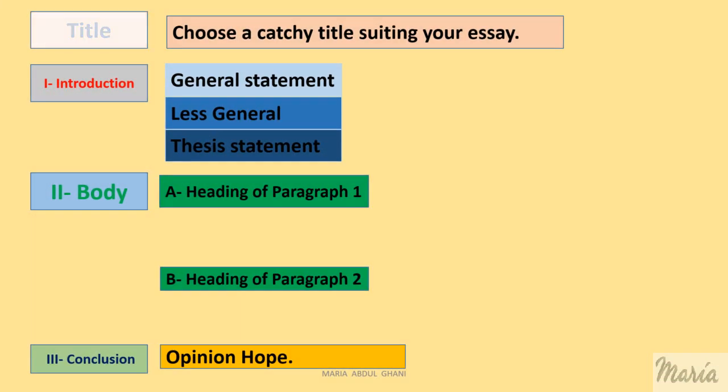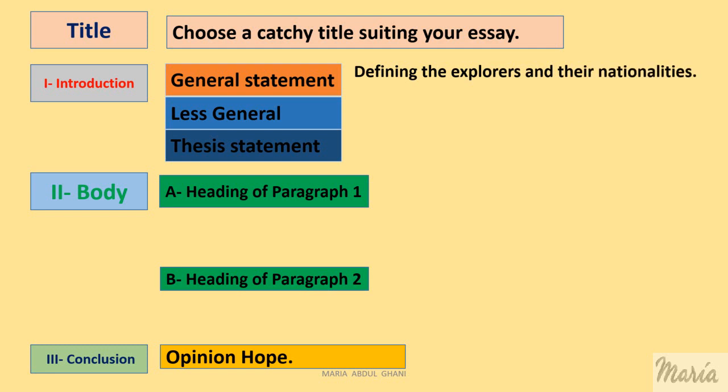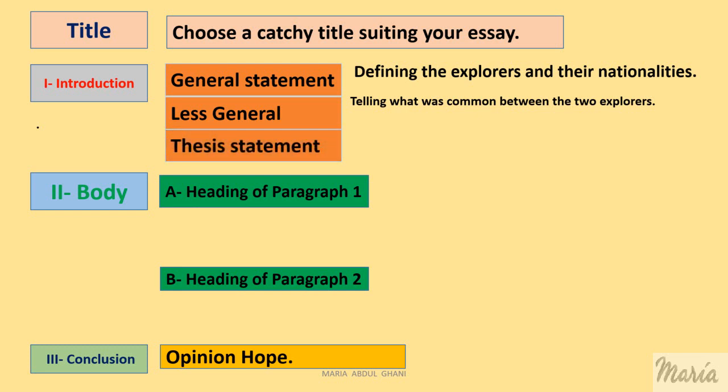As a title, choose any catchy title suiting your essay. In the introduction, you have to start with a general statement, defining the explorers and their nationalities. Then move to a less general statement, telling what was common between the two explorers. End with a thesis statement which could be, despite having the same dream, one's dream came true and the other's dream turned into a nightmare.